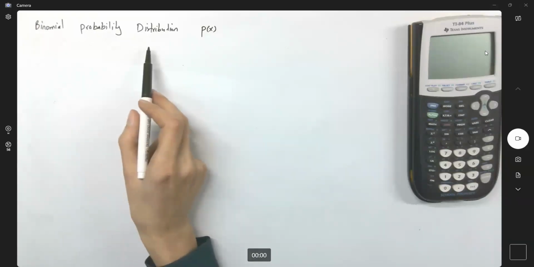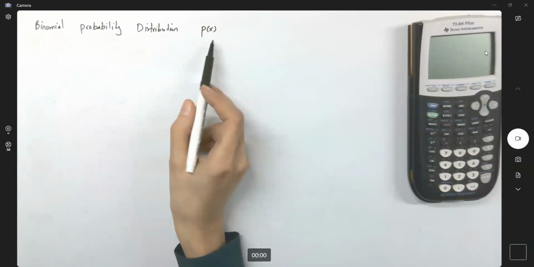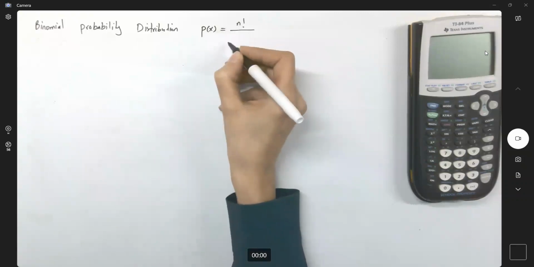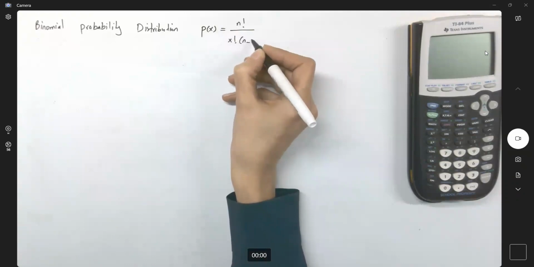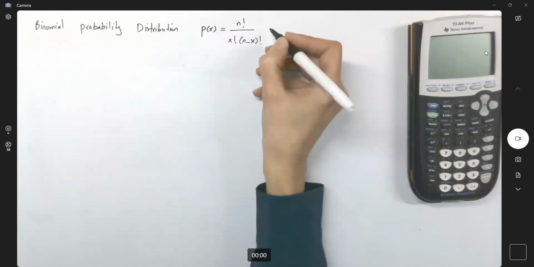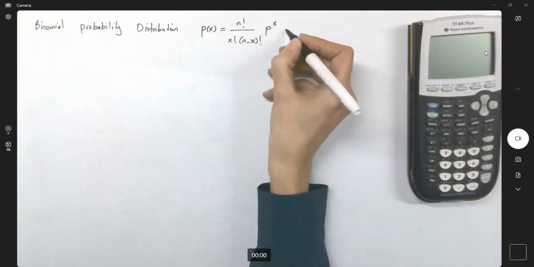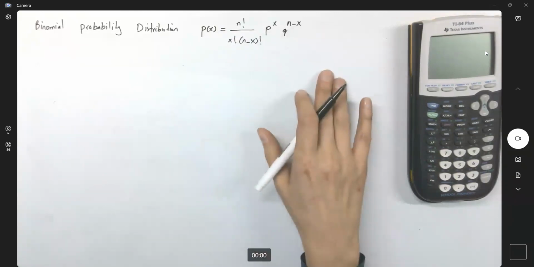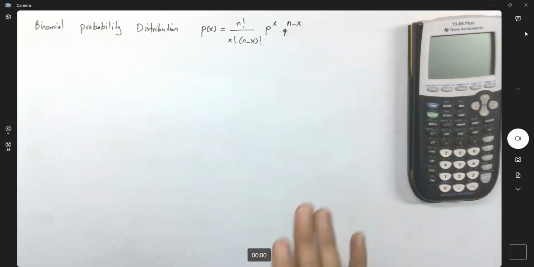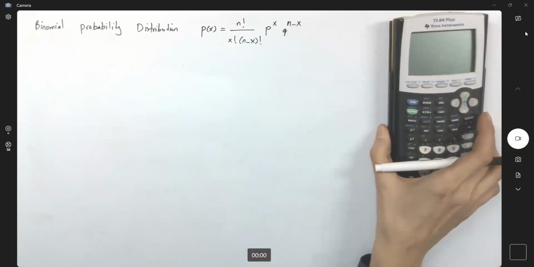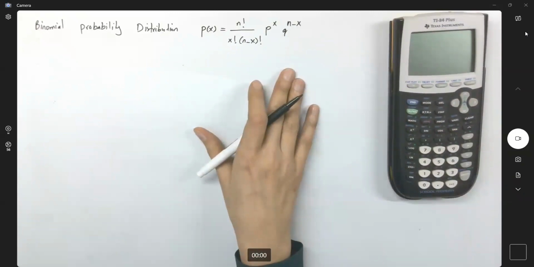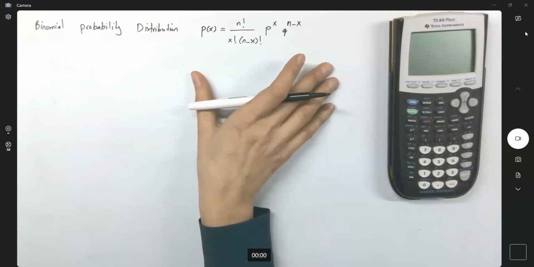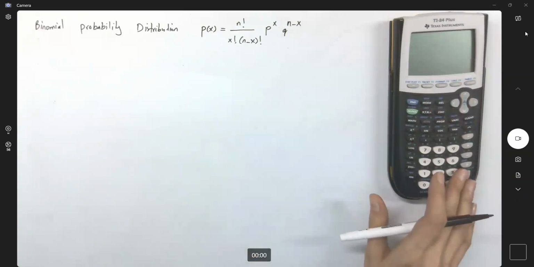Remember that for binomial probability distribution, P of X is defined as n factorial divided by x factorial times n minus x factorial, times p to the x, q to the power n minus x. But again, this formula is already built into your calculator. You don't have to use paper and pencil to calculate the probability. All you need is to identify the keyword and use your calculator.